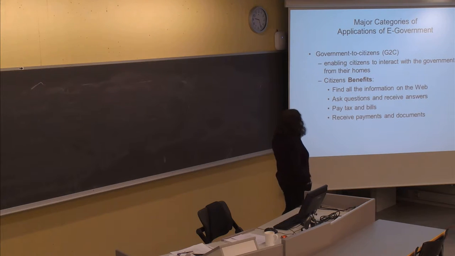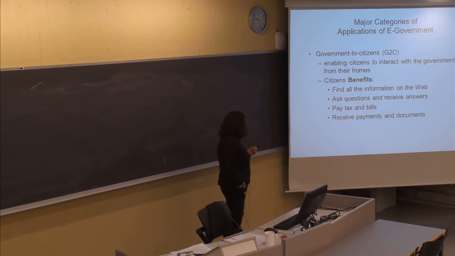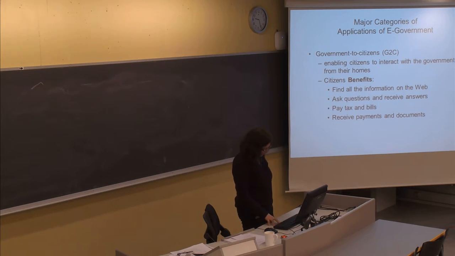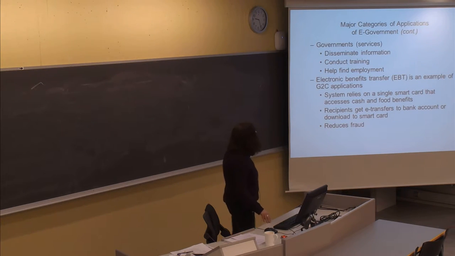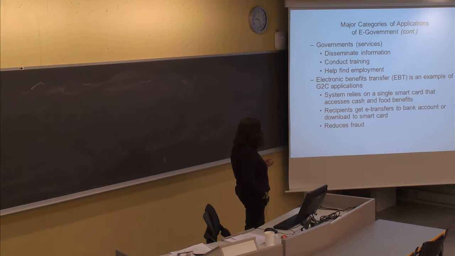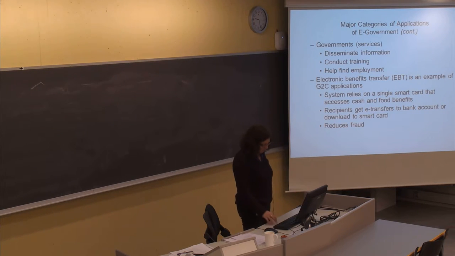The idea is that citizens should be able to find information on the web, ask questions and receive answers, and do services like pay bills, or receive documents and payments, so electronic funds transfer. Government services may also share information, conduct training, help find employment, and handle electronic benefits transfer. Meaning if you have a system for financial aid, food benefits or tax benefits, this should be able to be done electronically, and in that way make sure the people that are supposed to get the money get the money, trying to reduce fraud.